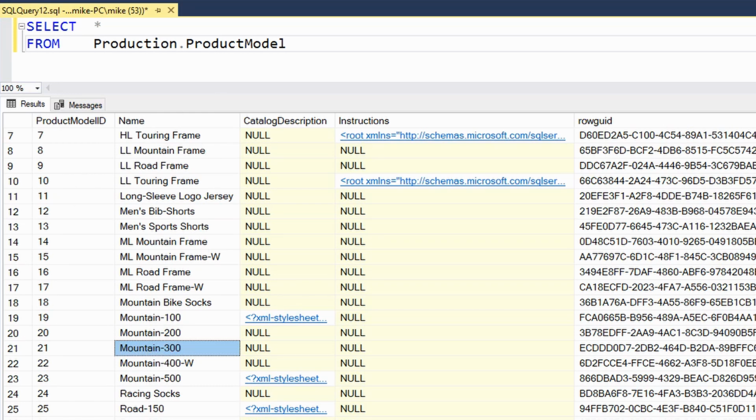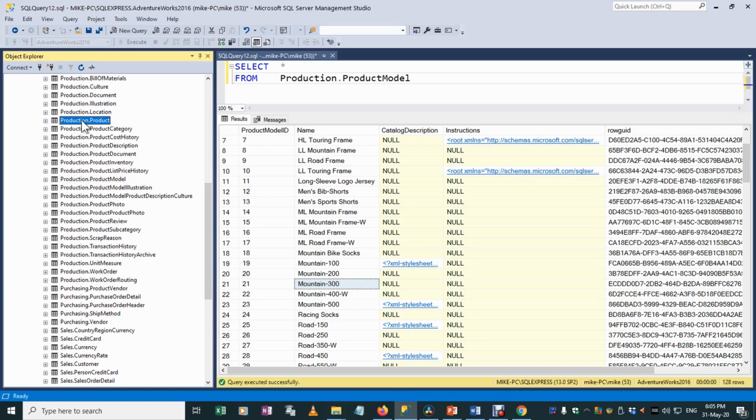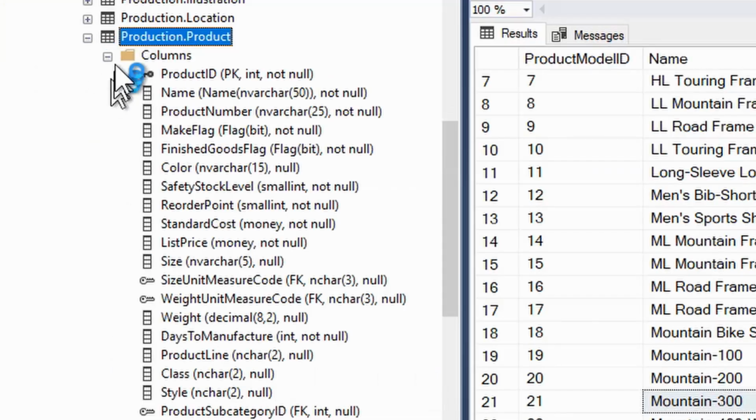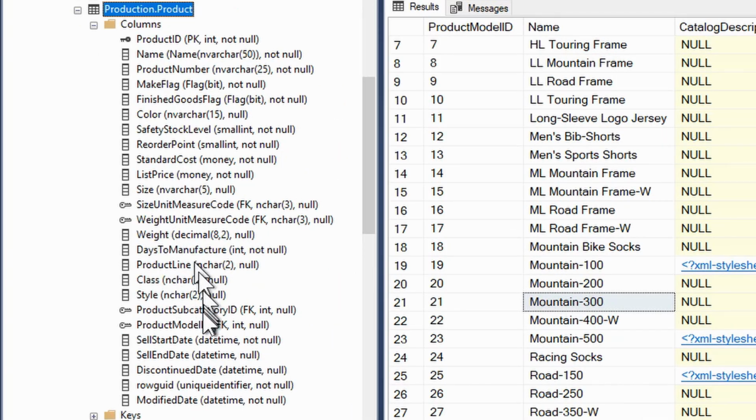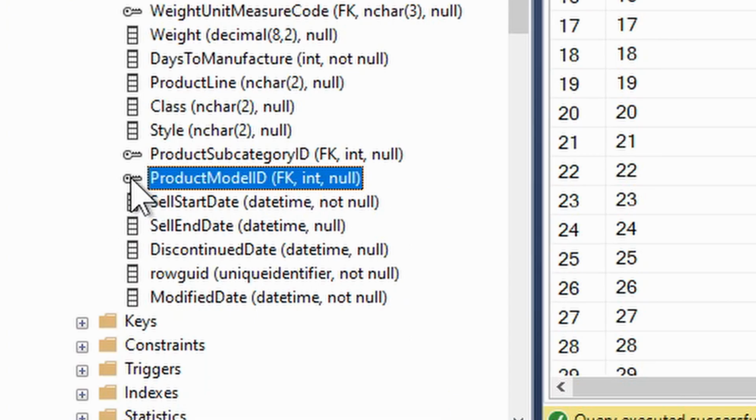Now, if we go up to good old table production.product, let's have a look in that. If we scroll down and open up the objects, and open up the columns, we have a product model ID. Now that column is a little bit special. You may have noticed that it has a little key symbol next to it that looks a bit different to the primary key symbol we've seen before. That's because it is a foreign key. That probably sounds a little bit scary, but we're going to explain it quite easily. We also know it's a foreign key because in its definition there it has the initials FK, which stands for foreign key.